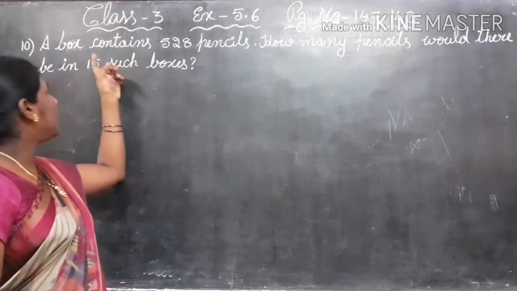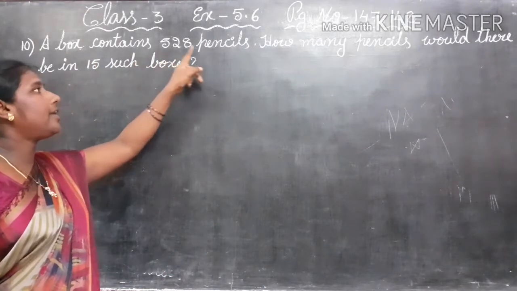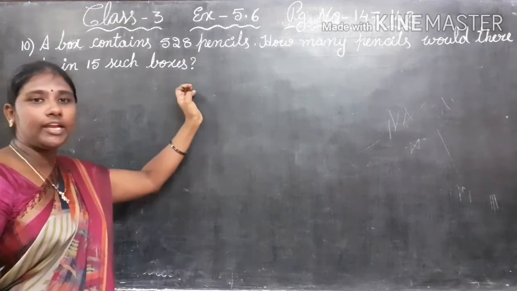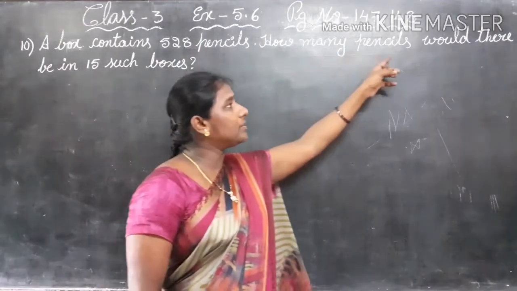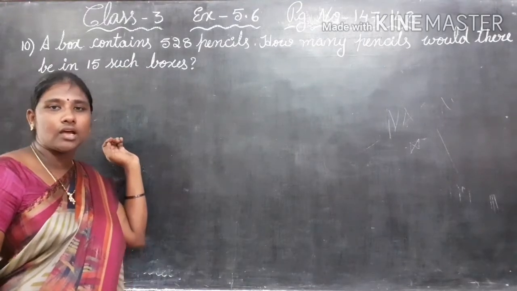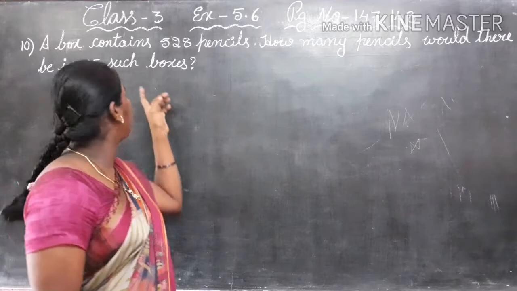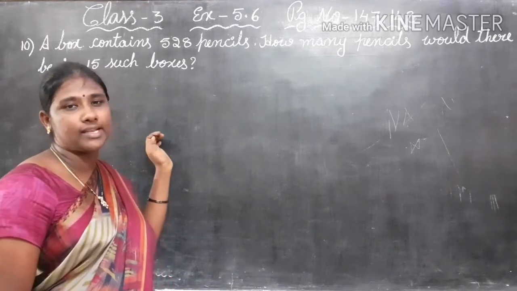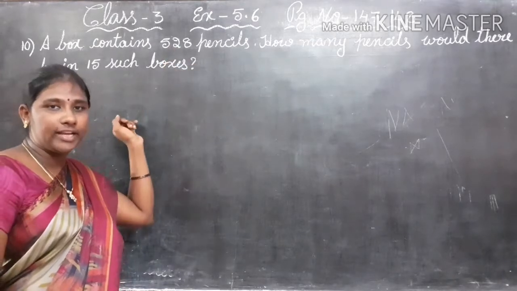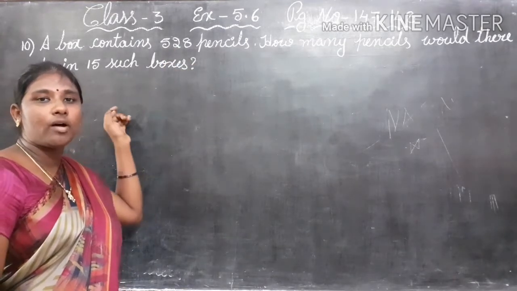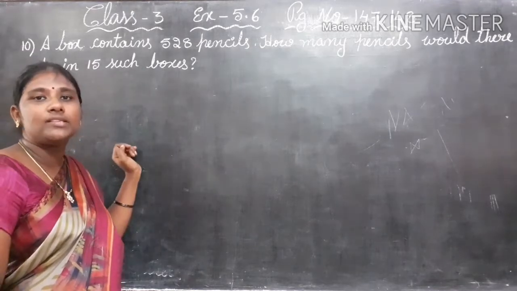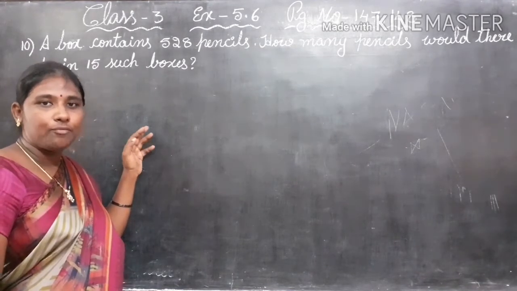Next one. A box contains 528 pencils. How many pencils would there be in 15 such boxes? Each box having how many pencils? 528 pencils. Total how many boxes are there? 15 boxes. So total how many pencils are there in 15 boxes? We have to find out.